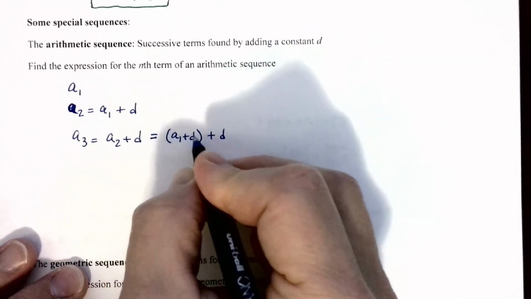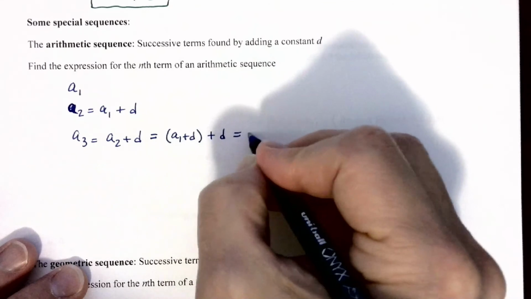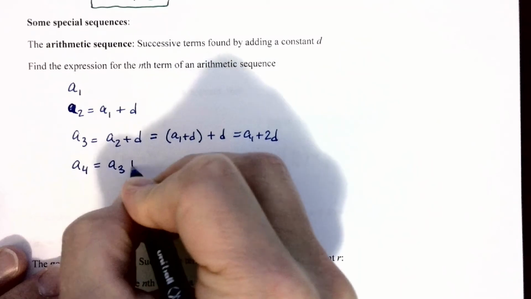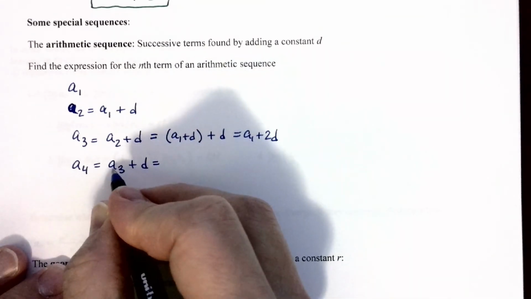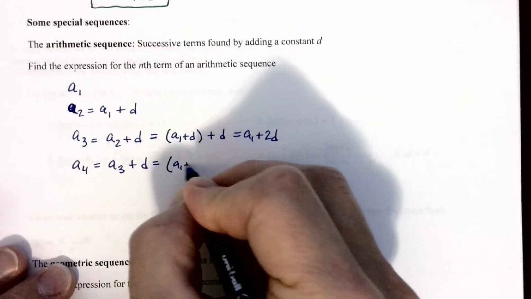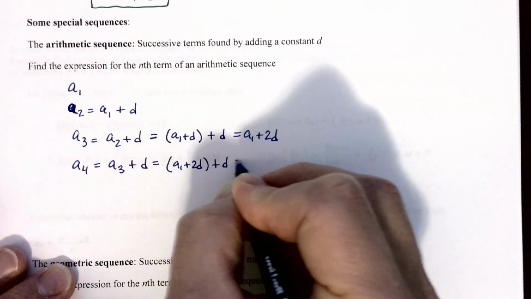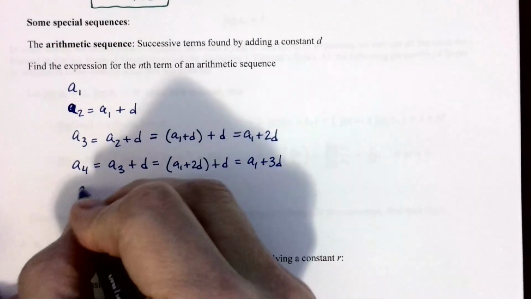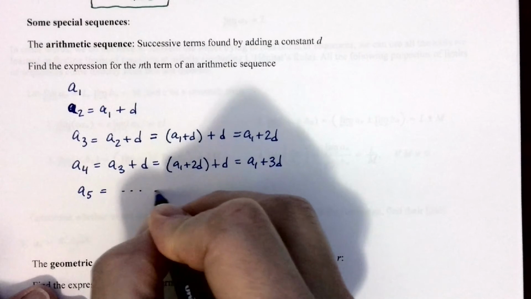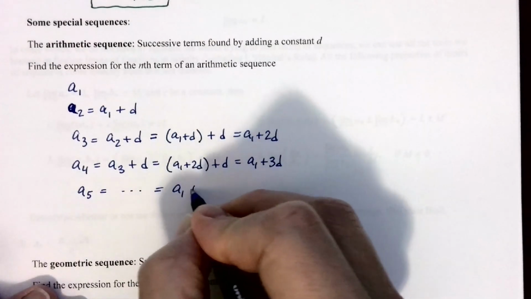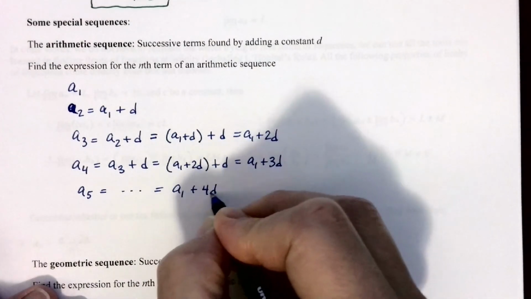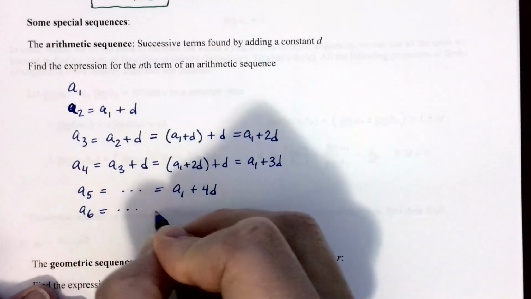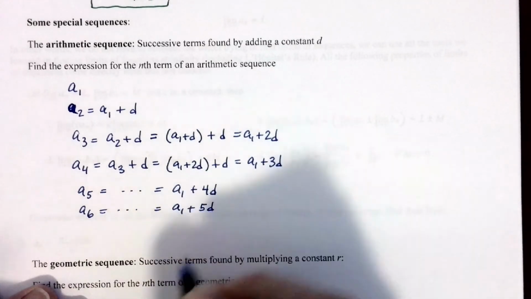So what does this become? A sub 1 plus d plus d is a sub 1 plus what? 2d. A sub 4 is a sub 3 plus d. A sub 3, though, was what? A sub 1 plus 2d plus d. And what do we get? A sub 1 plus 3d. See how that's working? A sub 5, what's that going to be? Do you see a pattern developing here? It's going to be a sub 1 plus what? 4d. And so on. A sub 6, a sub 1 plus 5d. So we see the pattern.